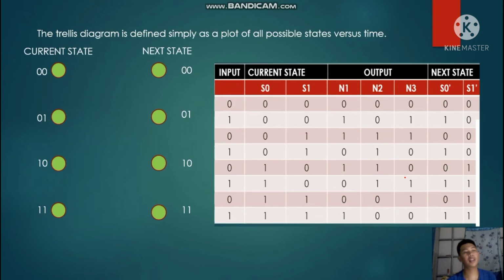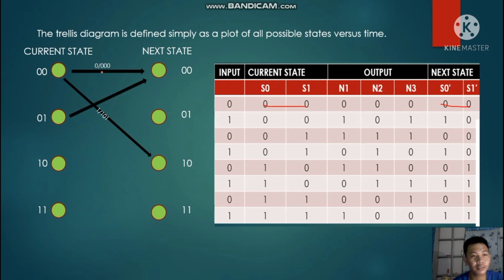So next, we have the trellis diagram. Trellis diagram is defined simply as a plot of all possible states versus time. So we have current state 0 0, going to next state of 0 0. We have an input of 0 and an output of 0 0 0. Next, we have current state of 0 0, next state 1 0, input of 1 and output of 1 0 1. So next, we have current state 0 1, next state 0 0, and we have an input of 0 and an output of 1 1 1.